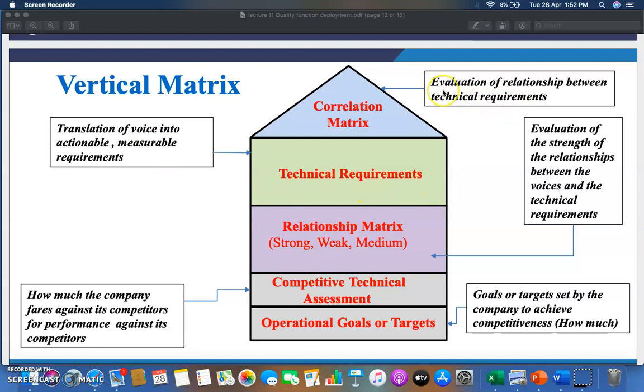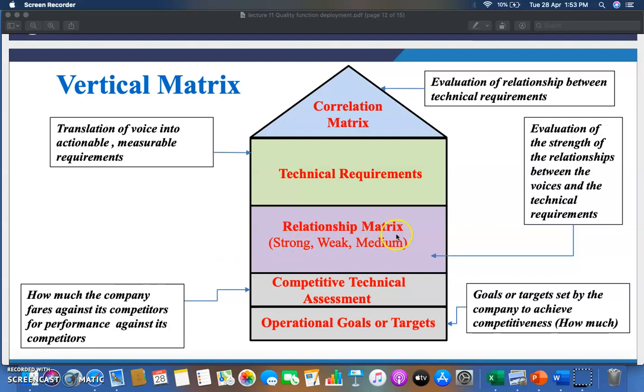The correlation matrix is an evaluation of the relationship between technical requirements. It will relate one requirement to another. Next is the evaluation of the strength of relationship between voices and technical requirements, meaning how each technical requirement is related with the voice of customer. If you recall, that comes into the picture here. So how this technical requirement is related with the voice of customer, you will get with the help of the relationship matrix.